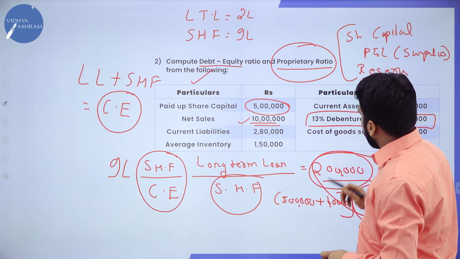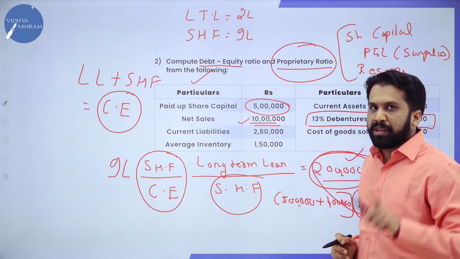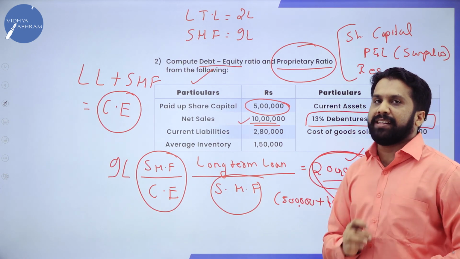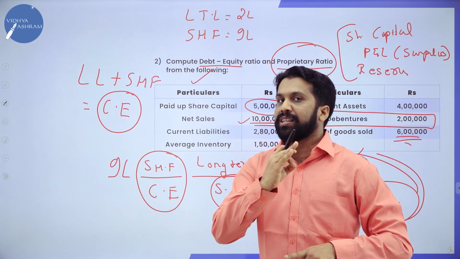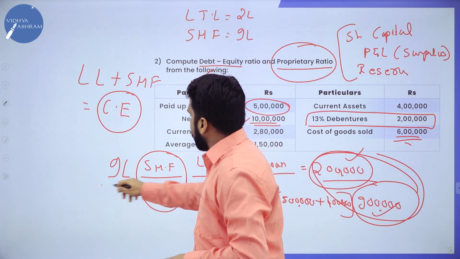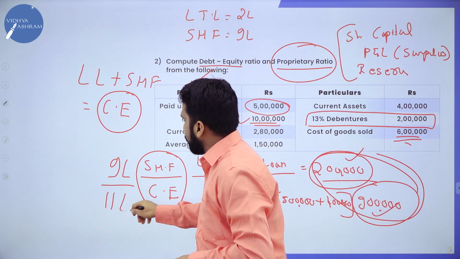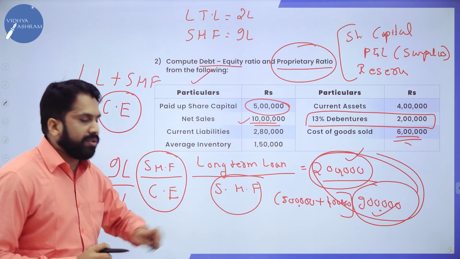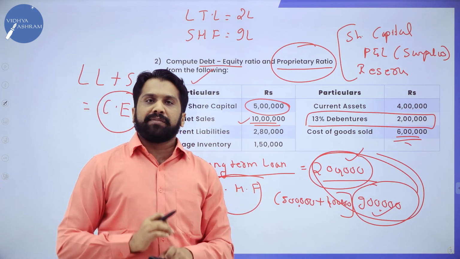Your long-term loan is how much? 2 lakh. Your shareholders fund is how much? 9 lakh. 9 plus 2 how much? 11. So your capital employed is 11 lakh. Clear? Like this you have to find out each and everything.